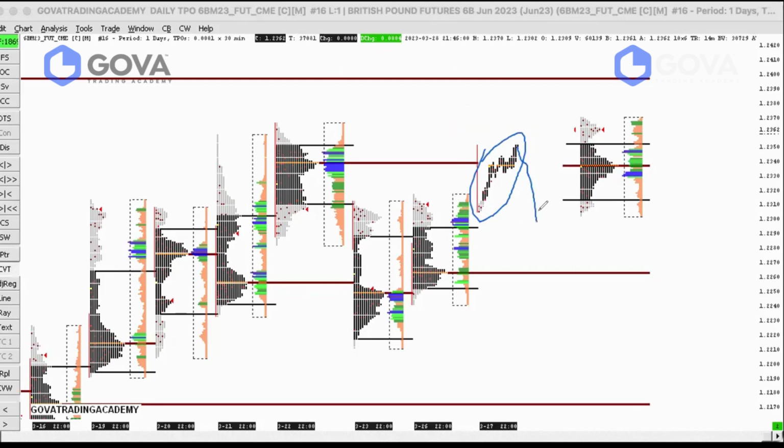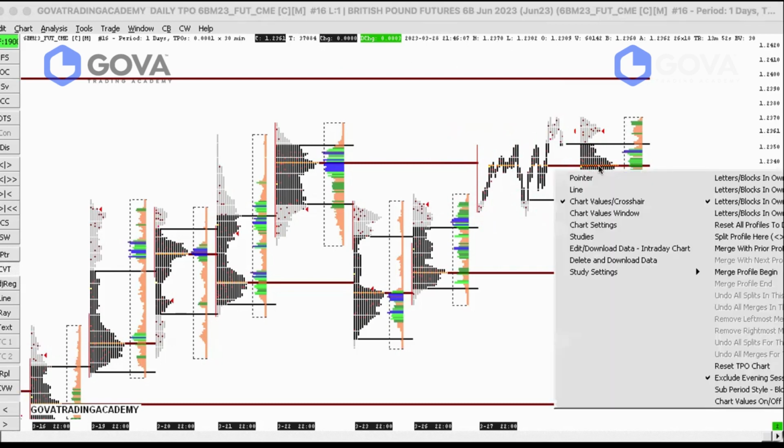Then when price comes back to the zone the second time, price is going to reference the value area high, and then price is going to rally up again from that same area. And that is exactly what happened. Now this is just one of the examples. Let me show you other examples on other profiles.